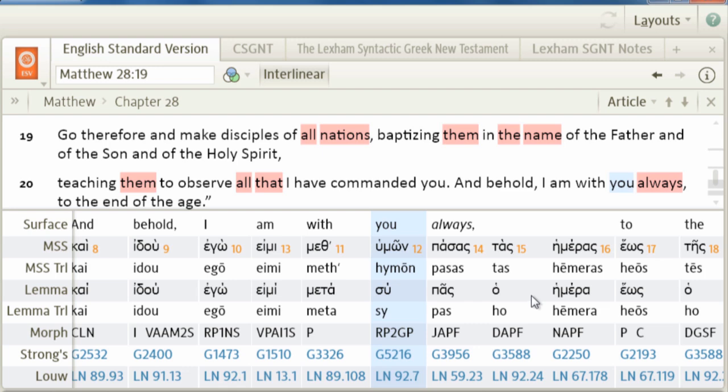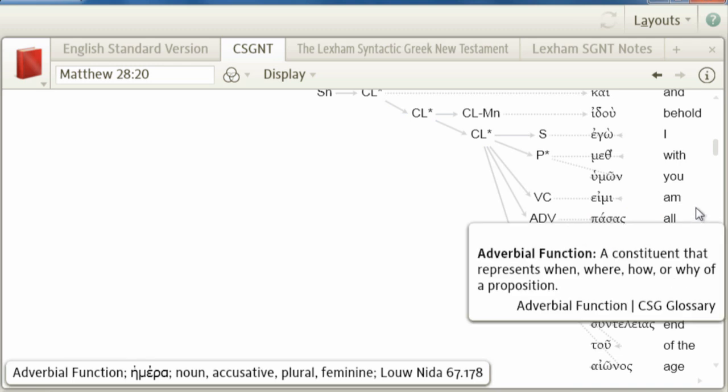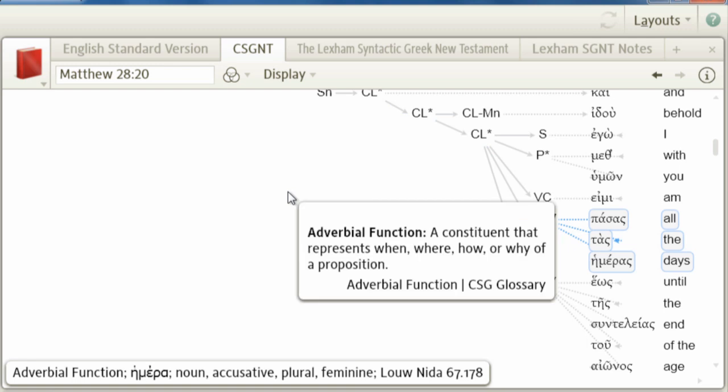Let's take a look at the Cascadia syntax graphs. And here's the phrase we were looking at earlier. Pasas, tas, hemeras, which is translated all the days, literally here. And notice the labeling, that these words have an adverbial function. They represent the when, where, how, or why of a proposition. And in this verse, the proposition is, I am with you. How long will Jesus be with us? The answer would be, always.